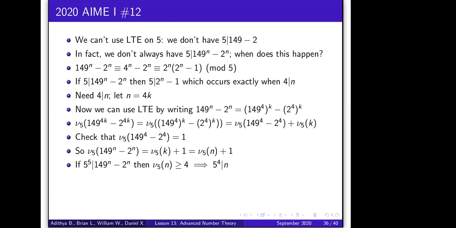So if we want the V5 of the difference of powers to be at least 5, then V5 of n is at least 4. So n is divisible by 5 to the 4th. And we've now gotten every single condition we can get on n. Any questions before we begin the final step?